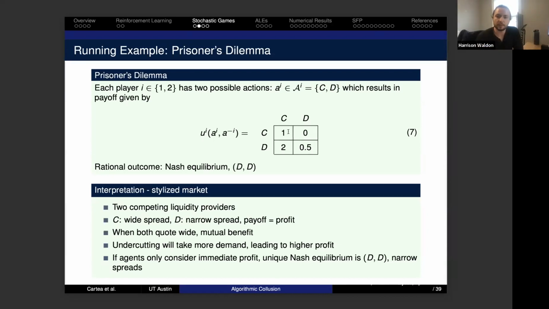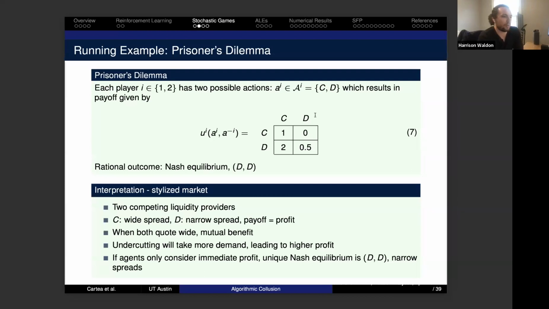So if both agents play C and C, then the payoff to each agent will be 1. Whereas if agent 1 plays C, but agent 2 plays D, then agent 1 will get 0, but agent 2 will get 2.